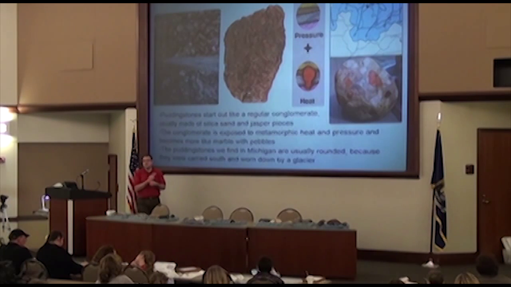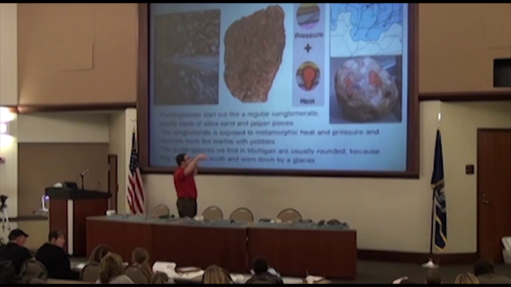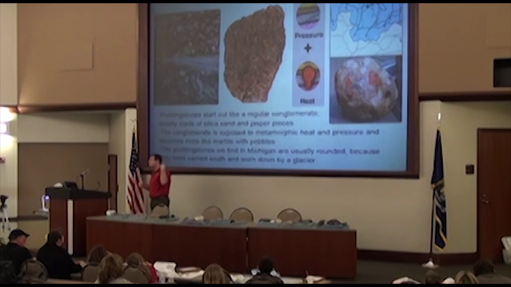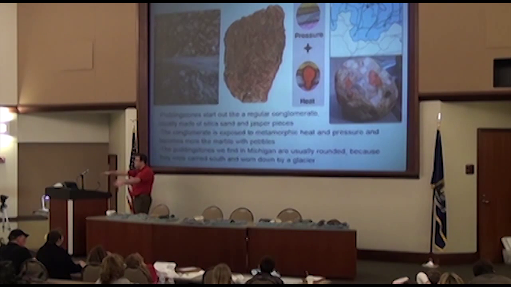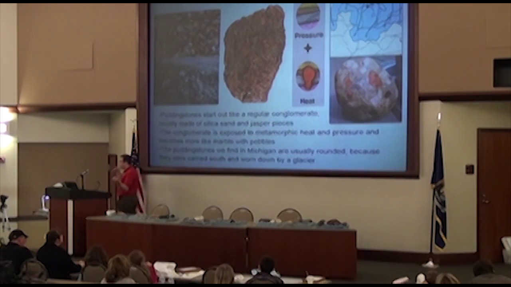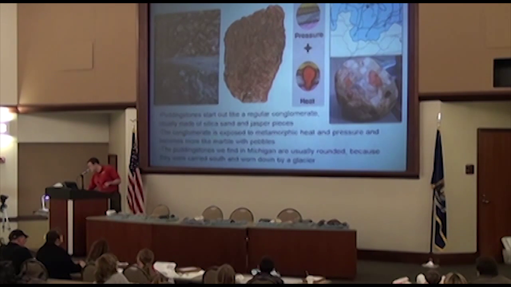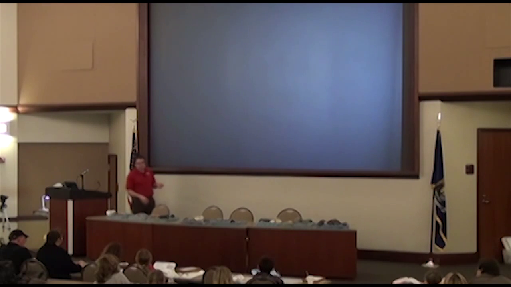They were formed mostly in the UP, or actually mostly in Canada, out of sometimes pieces of jasper, which makes for really pretty samples. And the glaciers brought them down and deposited them here in Michigan and Ohio, Indiana. So let me show you some pieces of conglomerate, breccia, and pudding stone that I brought.